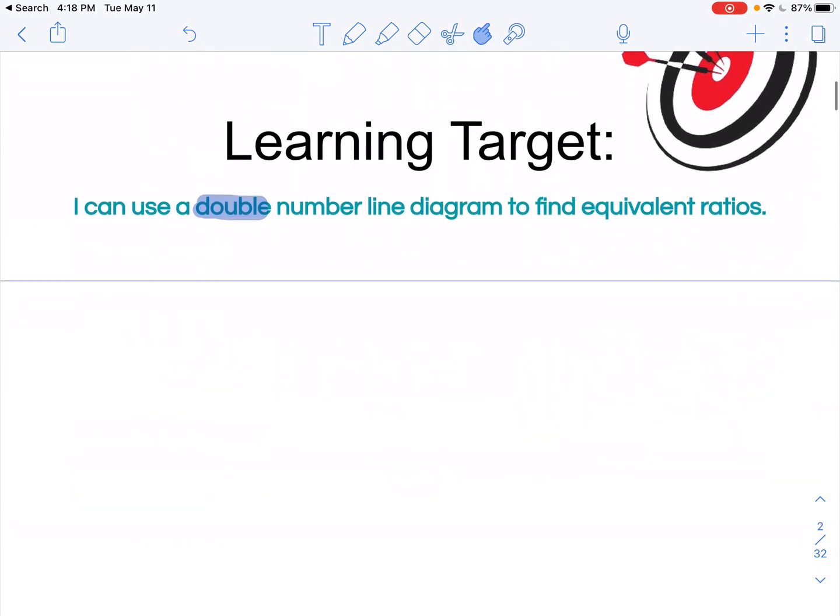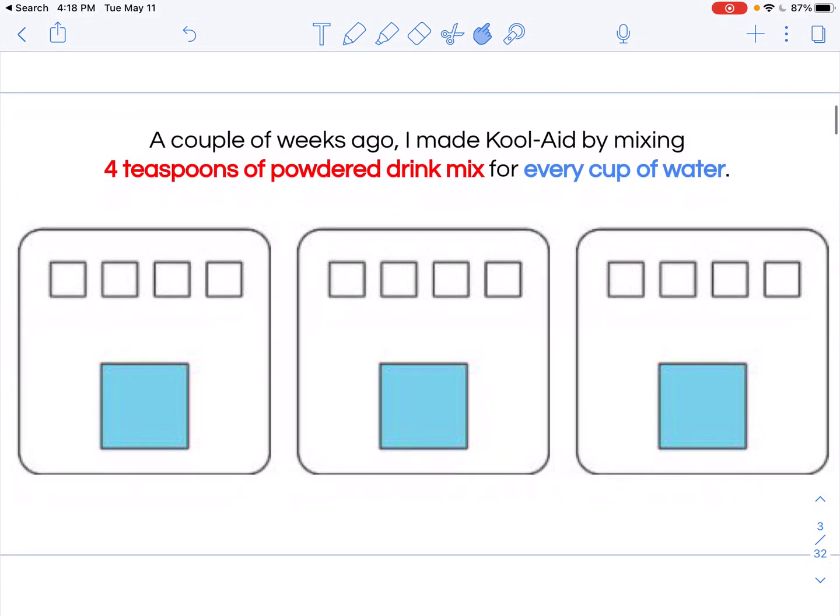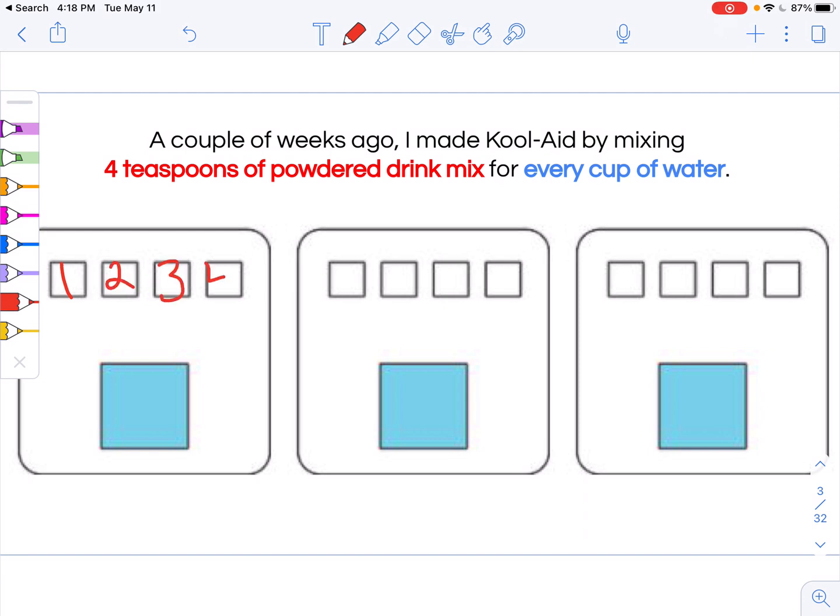A double meaning two, so we are going to have two number lines at the same time. Before we do that, let's take a quick wander backwards to the lesson where I had the videos of making Kool-Aid. A couple of weeks ago, I made Kool-Aid by mixing 4 teaspoons of powdered drink mix for every cup of water. So just a very quick refresher, these small squares on the top represented the teaspoonfuls of the Kool-Aid mix. Remember, it was red. So I put 4 spoons into 1 cup of water.